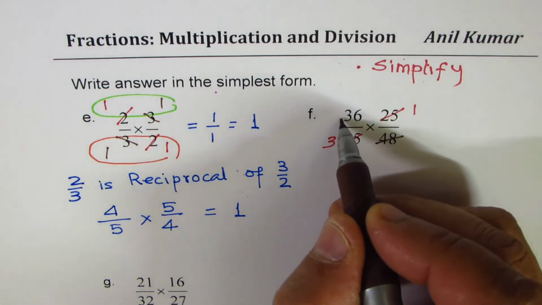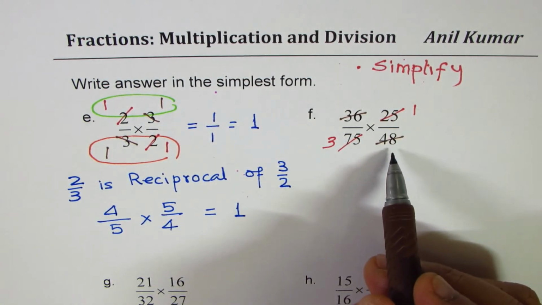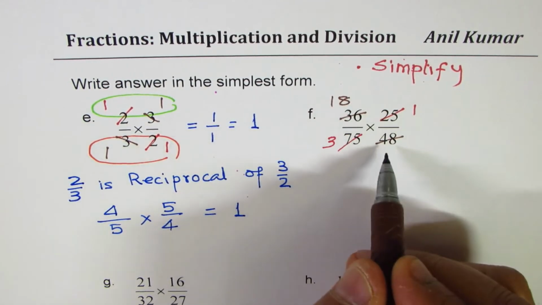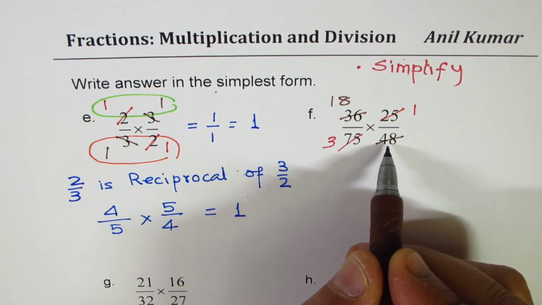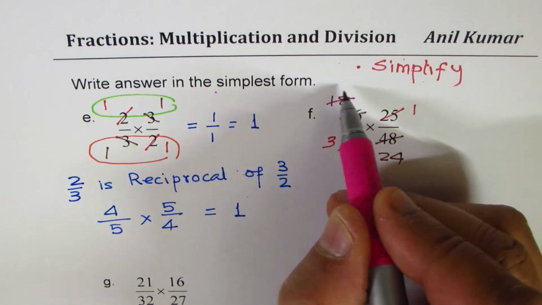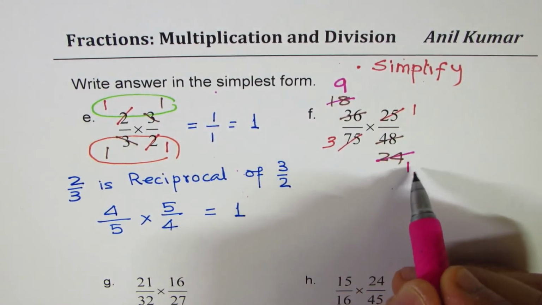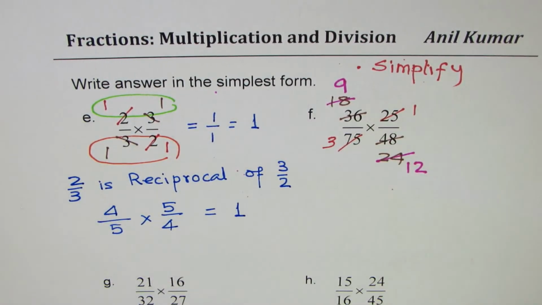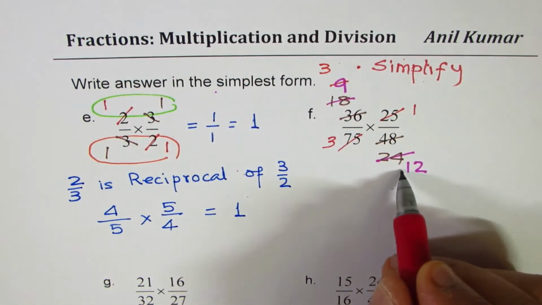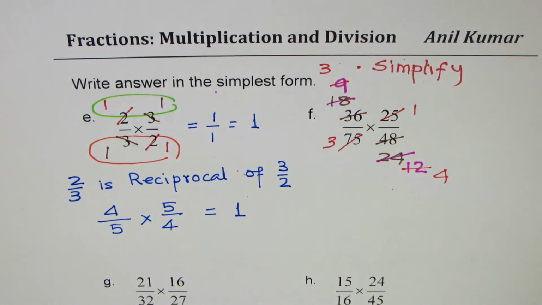Now these are even numbers, right? They could be divided by 2. So let's divide by 2. We get half of 36 as 18 and half of 48 as 24. Now we can further divide them by 2. Both are even numbers. We get 9 here and 12. Now 9 and 12. Can we simplify this further? I think we can. We can divide both by 3, right? So 3 times 3 and 3 times 4.